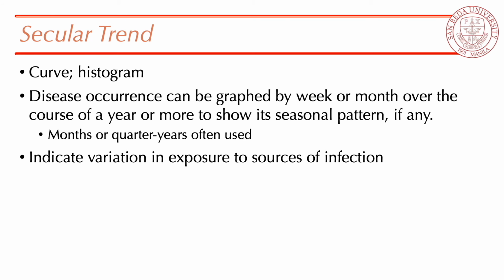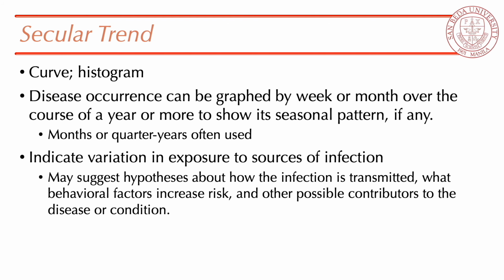By graphing the number of new cases that emerge over time, secular trends can help show variations in case number, which may reflect variations in exposure to sources of infection. I'll be showing you using the local COVID-19 situation as an example next. Being able to demonstrate these variations may help suggest hypotheses about how the infection is transmitted, what behavioral factors increase the risk, and other possible contributors to the disease or condition.